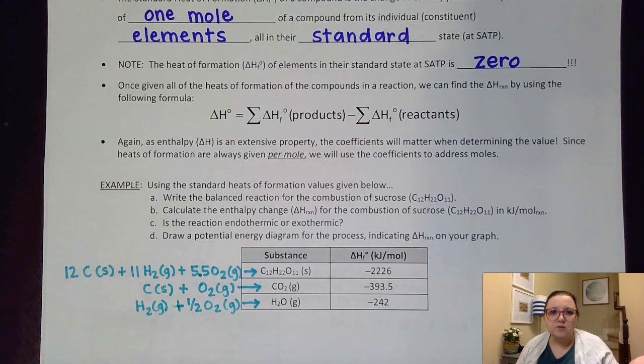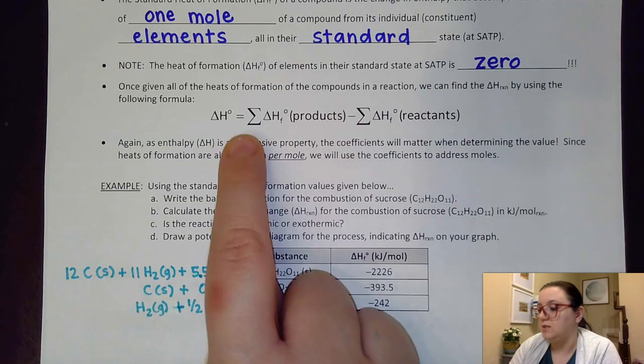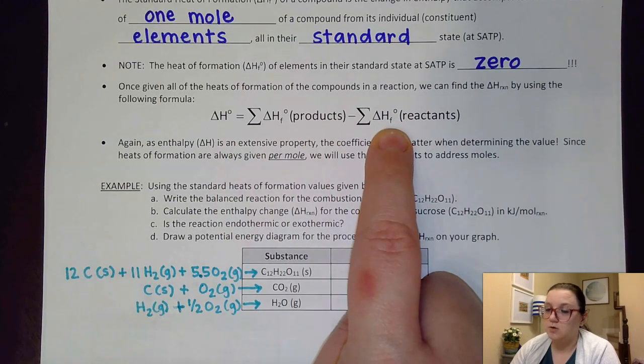So kind of a weird circumstance there, and we actually utilize that when we do our calculations to our advantage. Now, if I'm given all of these heats of formation values, we can find the heat of a reaction by using this equation right here, which is on your formula chart.